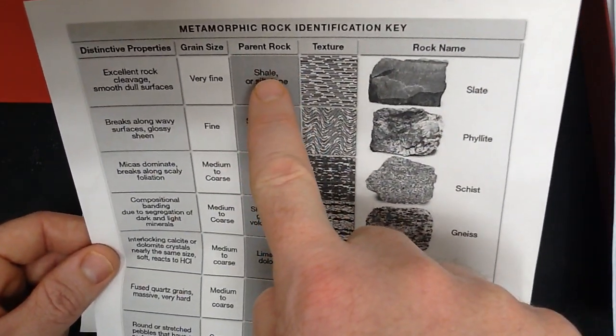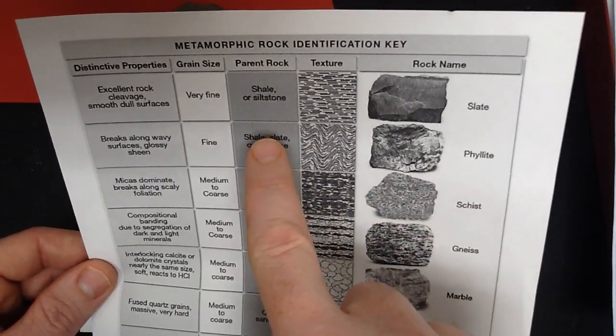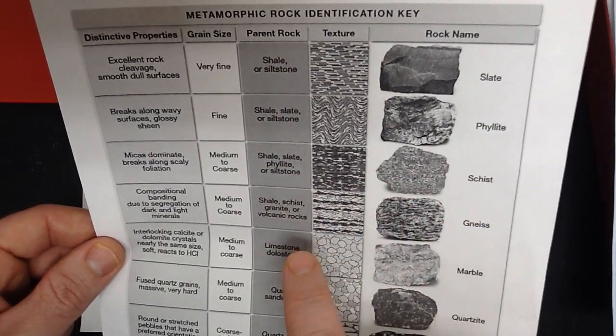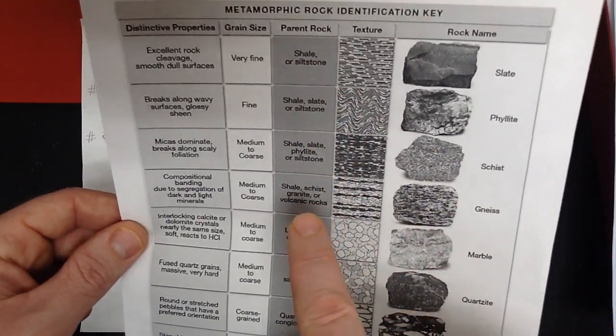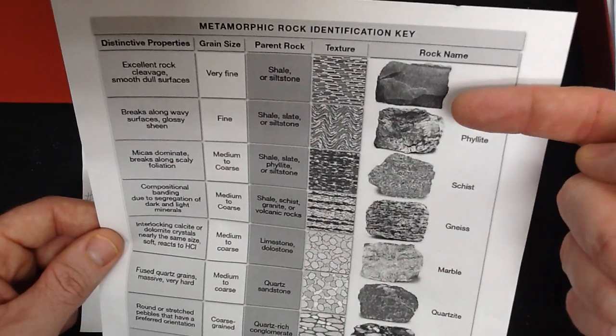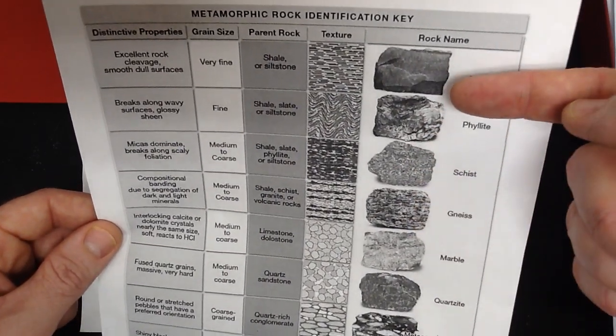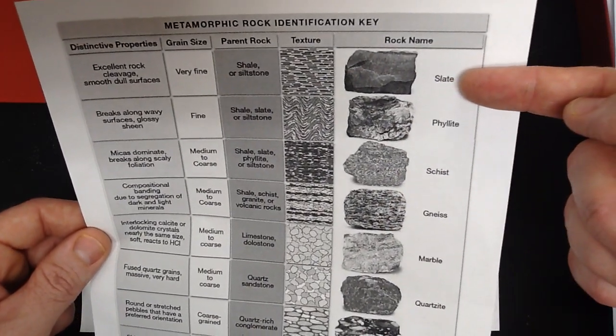Its parent rock is from a shale, which is why I showed you the shale. And you can see that shale can be the parent rock of many of these top four metamorphic rocks. And one thing this doesn't show, this is kind of a gradation. Slate is going to be your least metamorphosed.